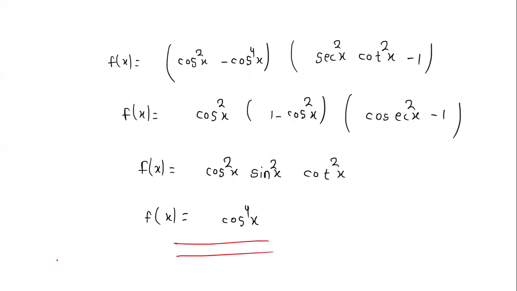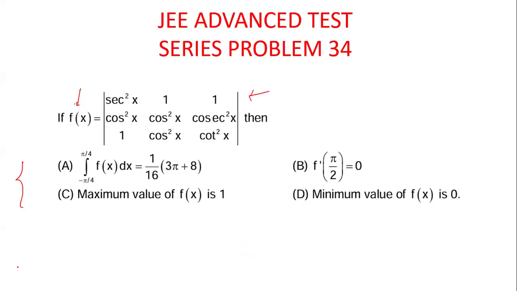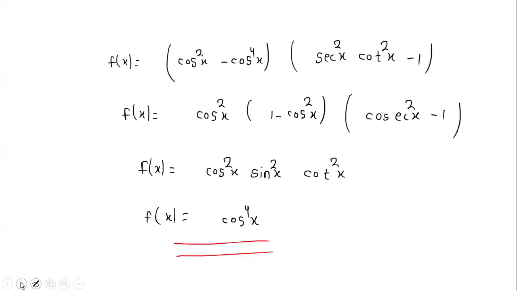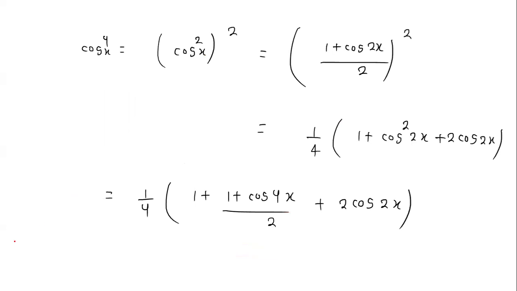Now we can check different options. The first option has the integral from minus pi by 4 to pi by 4 of f of x dx. Let's see how we can do this integral. First of all, let's simplify this. We have cos of x power 4, so we can write it as cos of x whole square, and this whole thing squared, and we can write cos of x whole square as 1 plus cos 2x divided by 2, and this thing whole square.